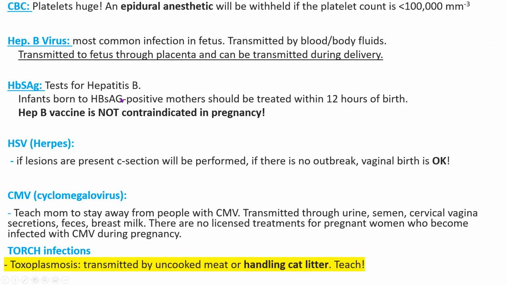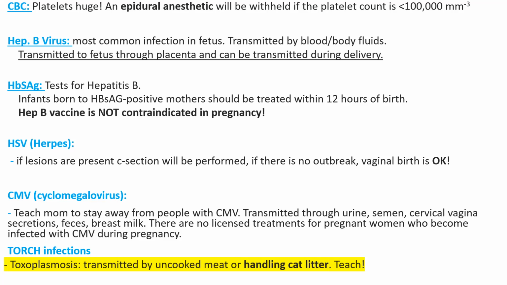Okay, hepatitis B virus. This is the most common infection in the fetus, transmitted by blood and bodily fluids, transmitted to the fetus through the placenta, and can be transmitted during delivery. Hepatitis B surface antigen: if the baby is born positive, it should be treated within 12 hours of birth. It's also important to note that the hepatitis B vaccine is not contraindicated during pregnancy.